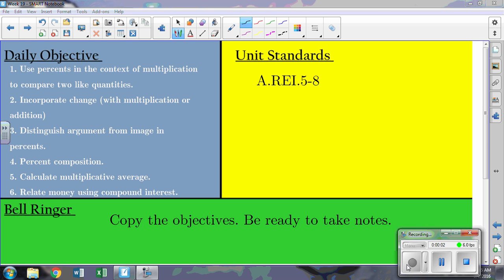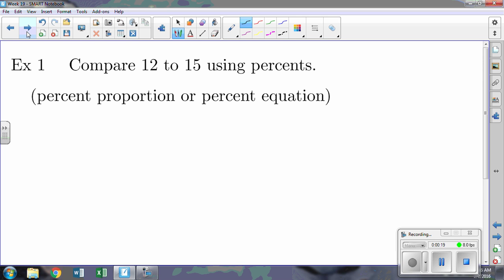In this video, we are going to discuss section 4.4, percents and compounding. In particular, this video will address only the first of our objectives, using percents in the context of multiplication to compare quantities. Just 5 quick examples to go through, and then we'll finish up.